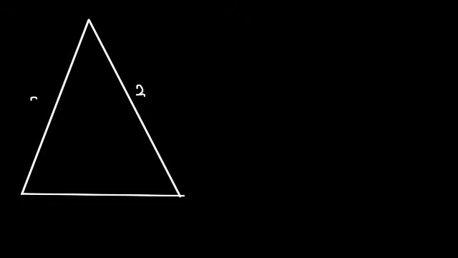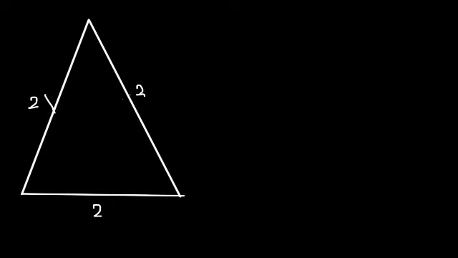So let's begin by considering an equilateral triangle of side 2 units. So this is my equilateral triangle. It's going to have 2 unit sides. So this is going to be 2 units, this will be 2, and this will also be 2.